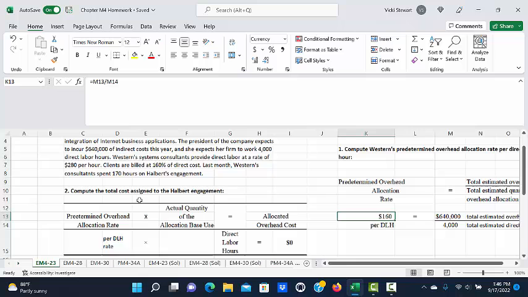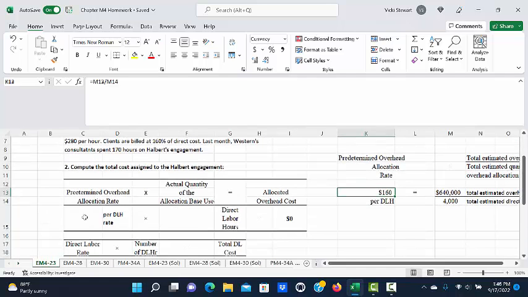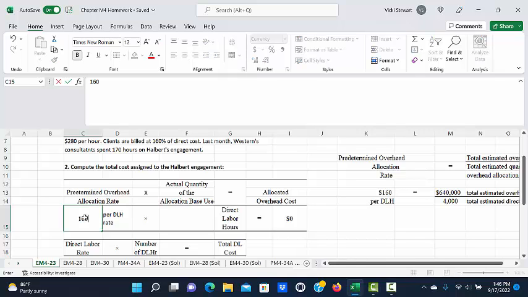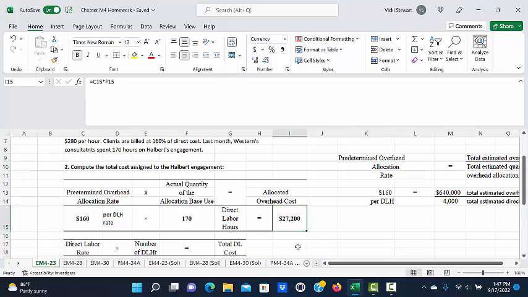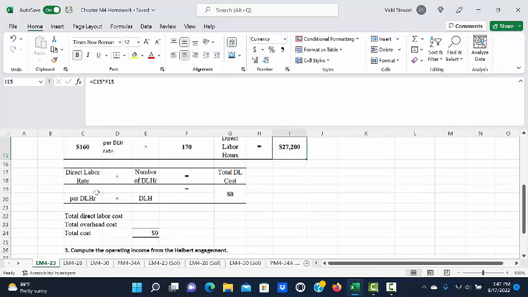To compute the total cost assigned to the Halbert engagement, first we will determine the overhead. We determined that our rate is $160 per direct labor hour. They spent 170 hours on the Halbert engagement. So the total allocated overhead cost for this engagement is $27,200. Next, we're going to calculate the direct labor cost.